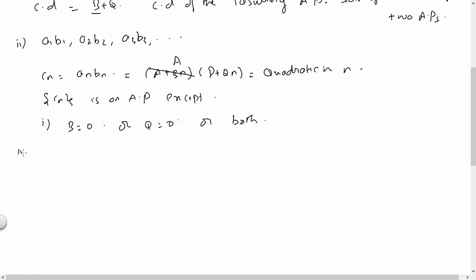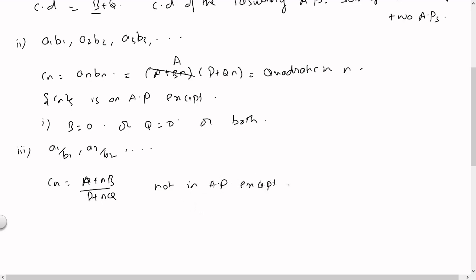Next case, let us quickly see this. If we consider a sequence of the form a1 by b1, a2 by b2, then what can we say? The nth term is (a plus nb) by (p plus nq). So obviously you can see that this is not a linear expression in n. So the terms will not be in AP, except here also.